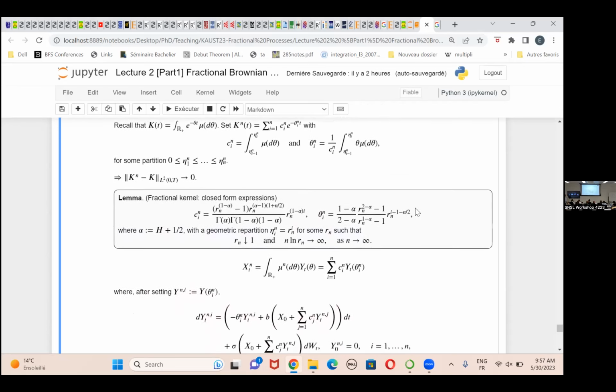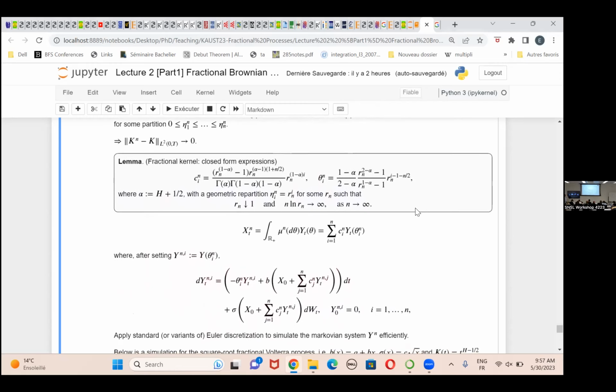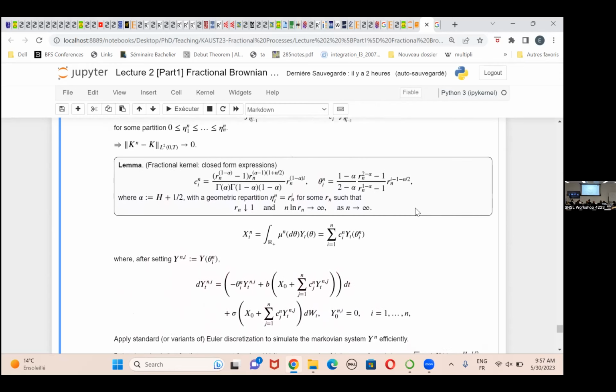Okay, so this gives you a very efficient way to simulate fractional Brownian motion, but also more generally, as I said, stochastic Volterra equations. You start first by discretizing the measure by a weighted sum of Dirac. This means that x^n will be a weighted sum of some factors y, n factors, right, but which have Markovian dynamics. So you have a Markovian system here, and you can apply, let's say, a standard Euler discretization scheme on this.